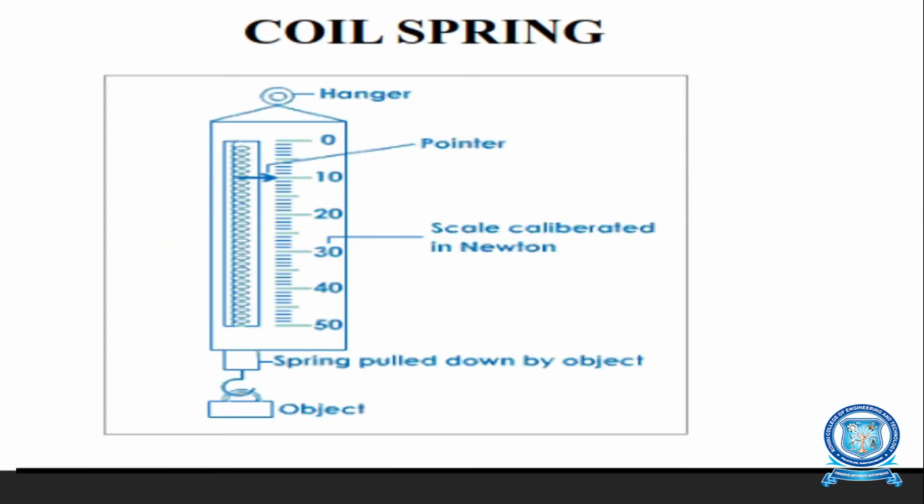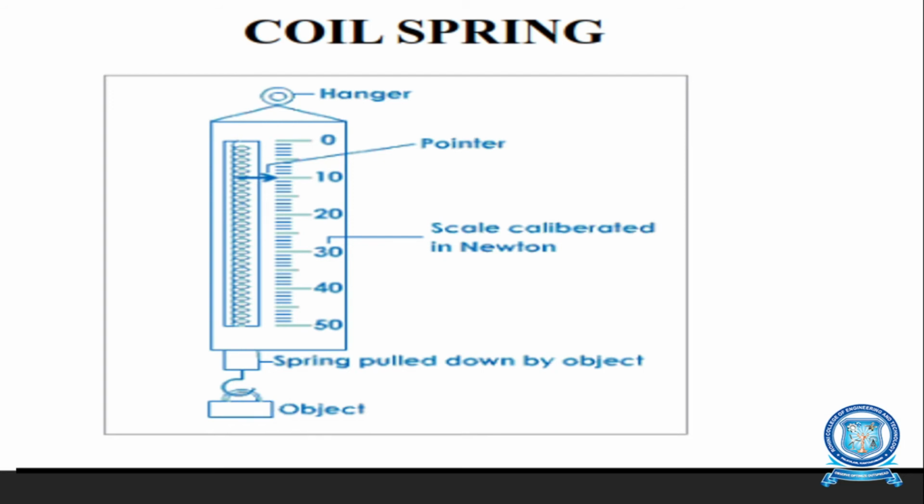Okay, the next one is coil springs. This is the arrangement of the coil spring. There's a hanger which is used to hang the coil spring, and a pointer which shows the output of the load, and a calibrated scale in Newton. The spring is pulled down by the object placed on it.